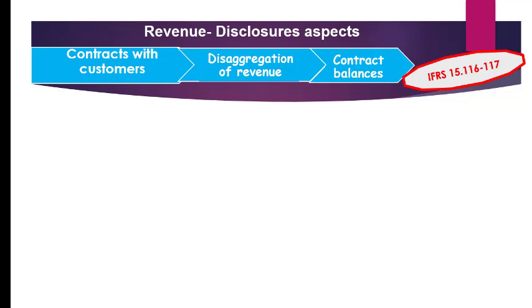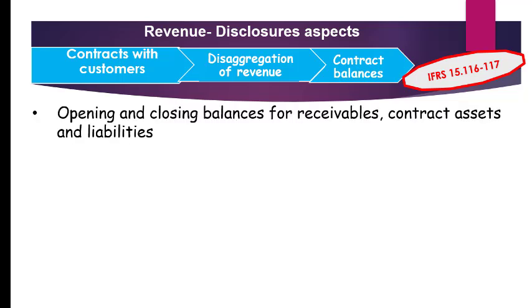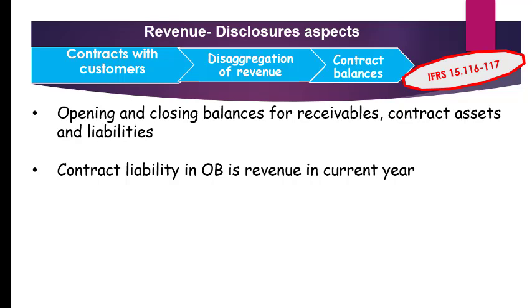Okay, so the required disclosure for contract balances in terms of these paragraphs is the opening and closing balances for receivables, contract assets, and liabilities from contracts with customers, if obviously they are not disclosed in terms of any other standard. Another aspect that these paragraphs want disclosure of is revenue recognized in the reporting period that was included in the contract liability balance at the beginning of the year.